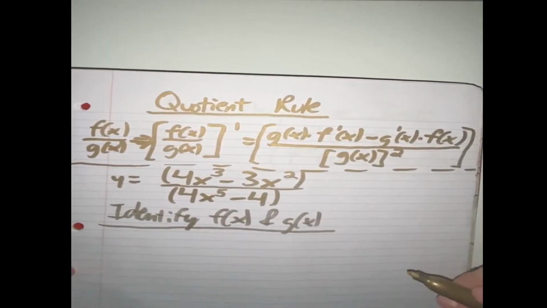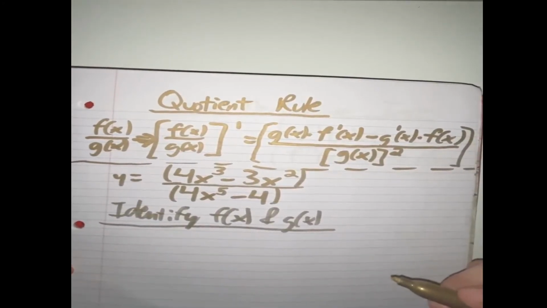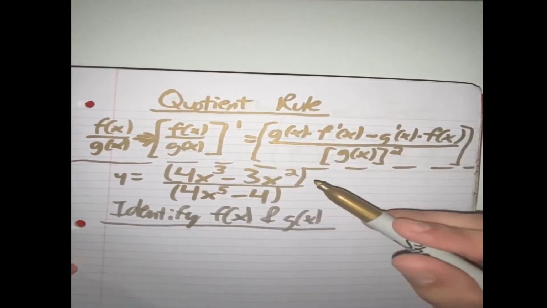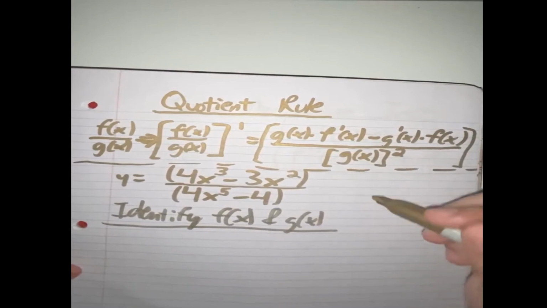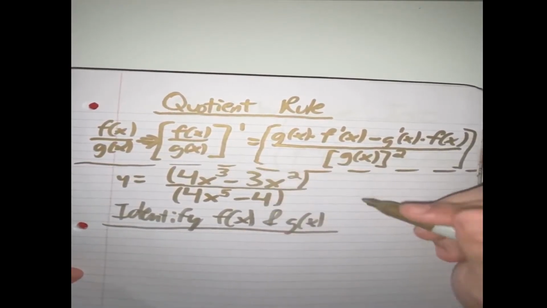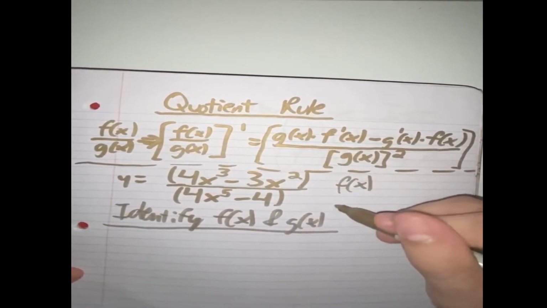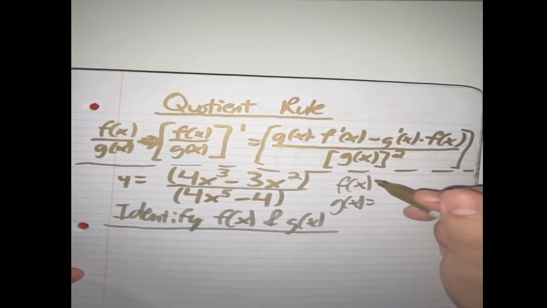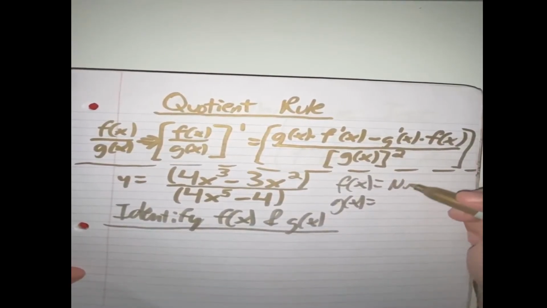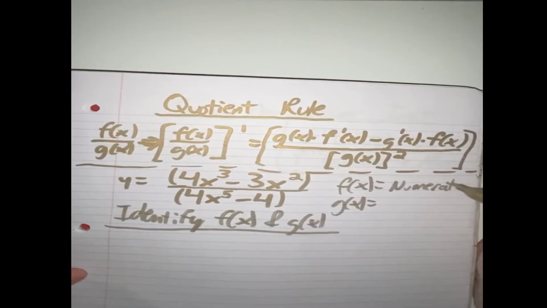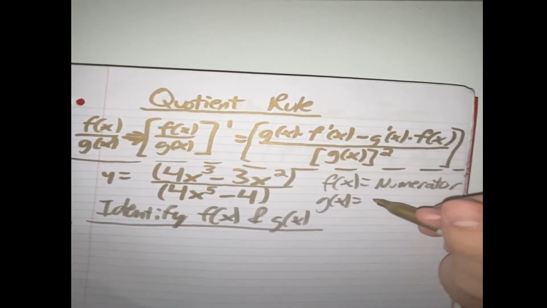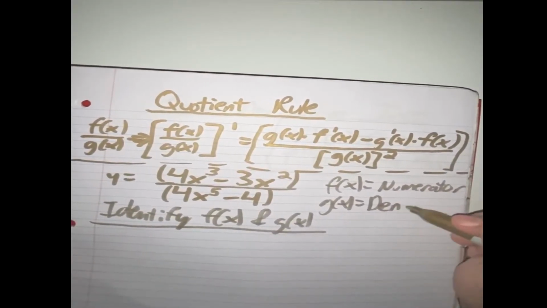And we do this by looking at our function, and f of x is whatever is on the numerator, and g of x is whatever is on the denominator, as you can see here. So I'm just going to leave this as a side note. F of x is the numerator. G of x is whatever function you have on the denominator.